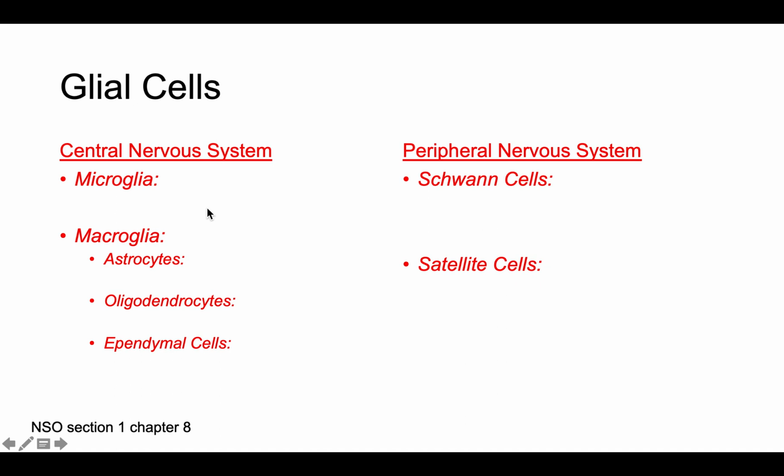We have some different glial cells in the central nervous system compared to the peripheral nervous system. The main difference that I want to draw your attention to is that in the central nervous system, oligodendrocytes are responsible for making myelin. In the peripheral nervous system, Schwann cells are responsible for making myelin.